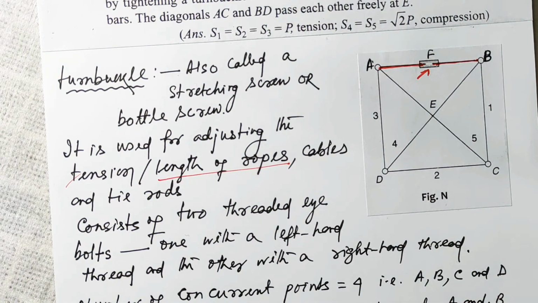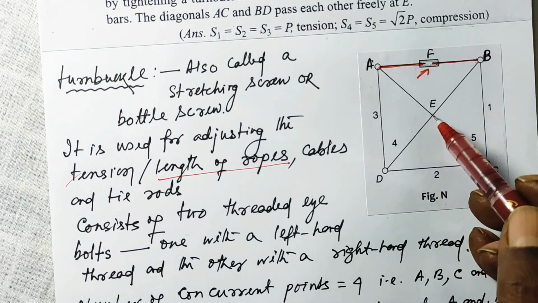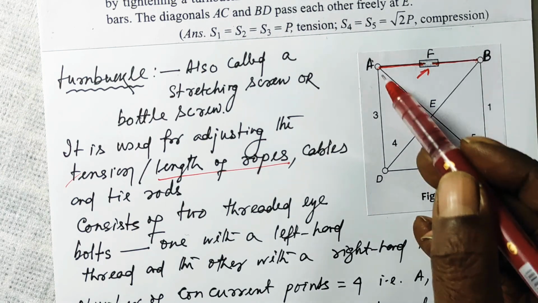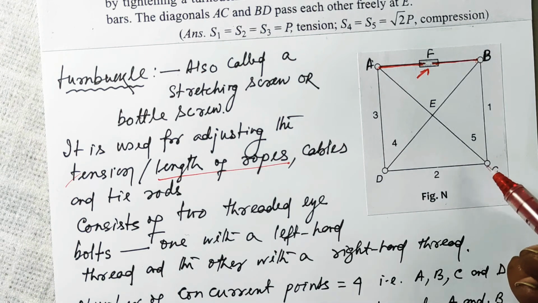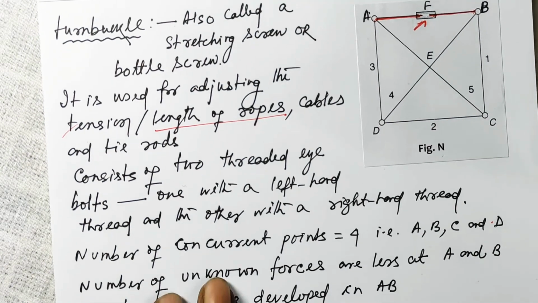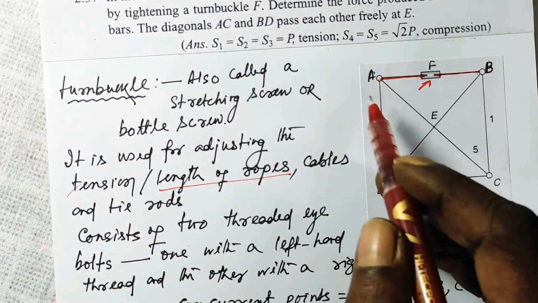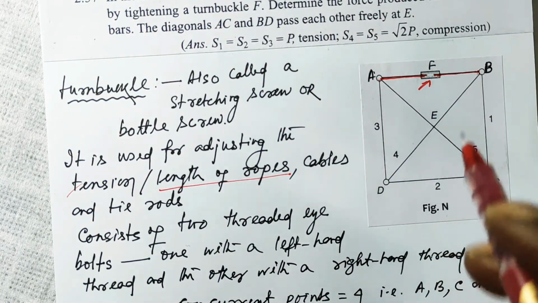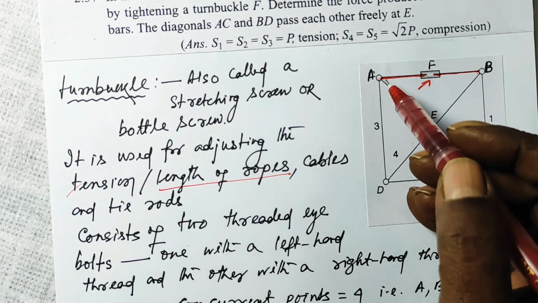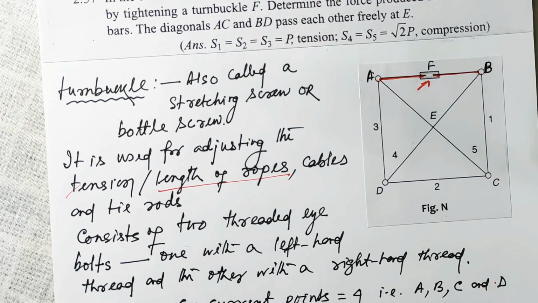Now, if you look at the number of concurrent points in the system, there are 4: 1, 2, 3, 4. At this point, BD and AC are passing freely. So there are 4 concurrent points A, B, C, D. But the number of unknown forces is less at point A and at point B. So we'll first begin with either point A or point B. Apply sigma x equal to 0, sigma y equal to 0.